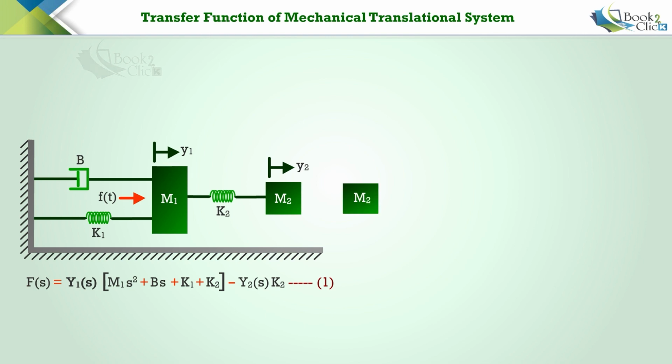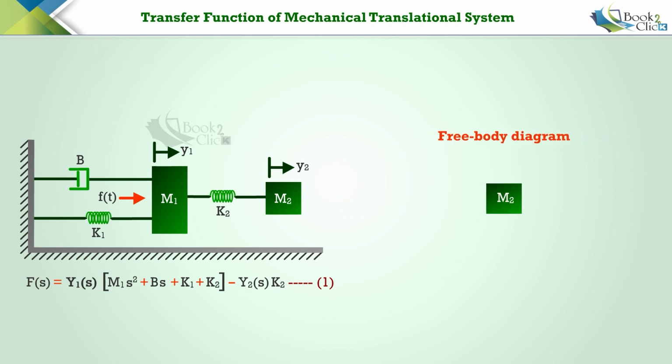Let us now consider mass m2. There is no input force for mass m2, and only the spring K2 is connected to m2. So, the force due to mass m2 and spring K2 are the opposing forces. F m2 is the force due to mass m2. F K2 is the force due to spring K2. Y2 is the displacement of the mass m2.